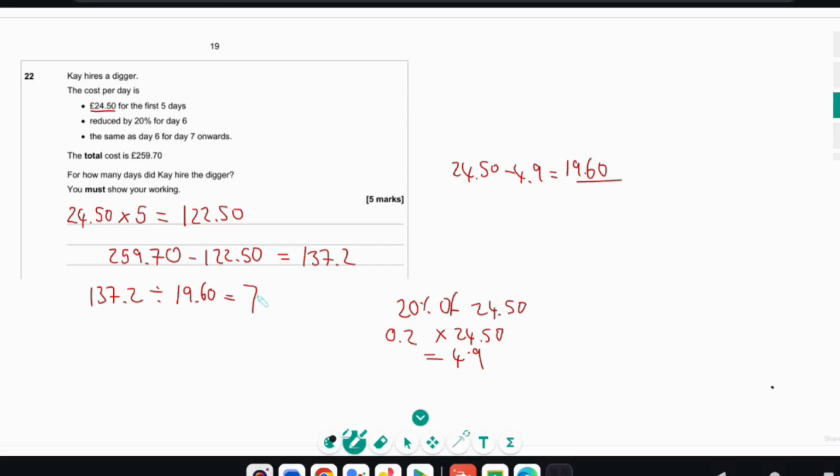So in total, how many days did K hire the digger? It's those 5 days plus those 7 days, which is 12. It's 12 days.